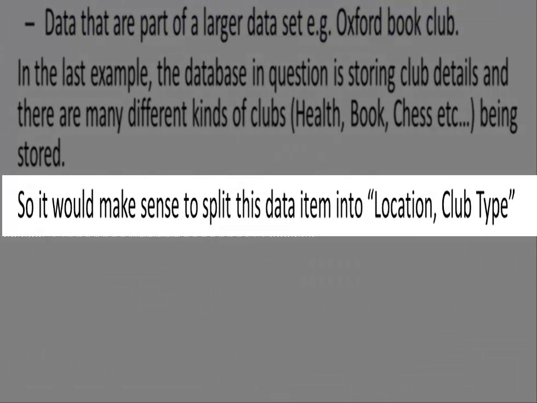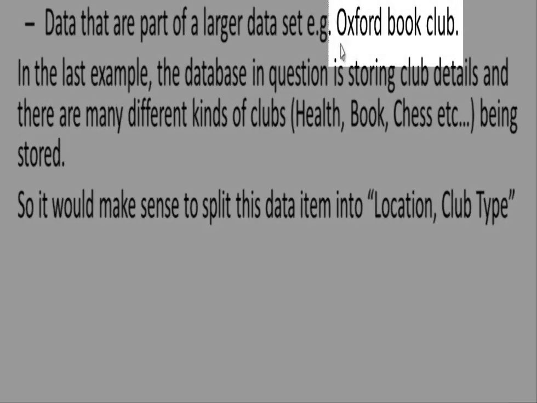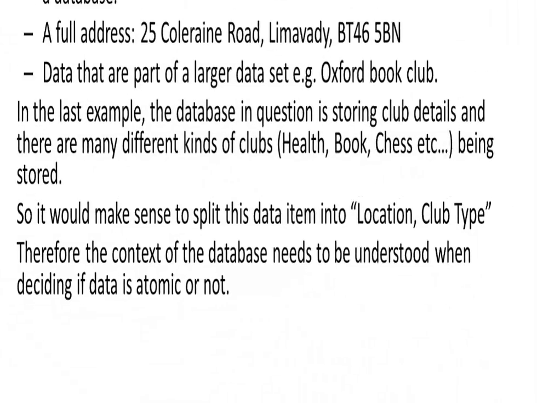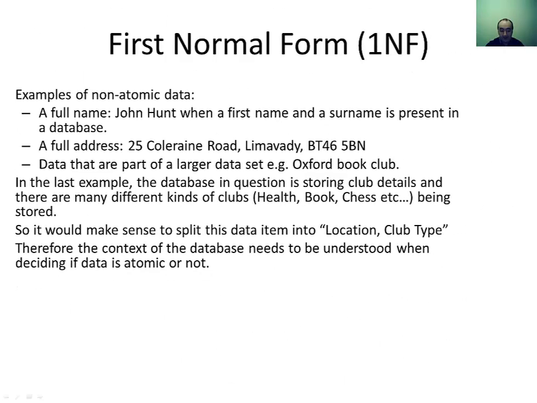So it makes sense to split this data into location and club type. Oxford will be in the location table and book will be in the club type table. Therefore, the context of the database needs to be understood when deciding if data is atomic or not.